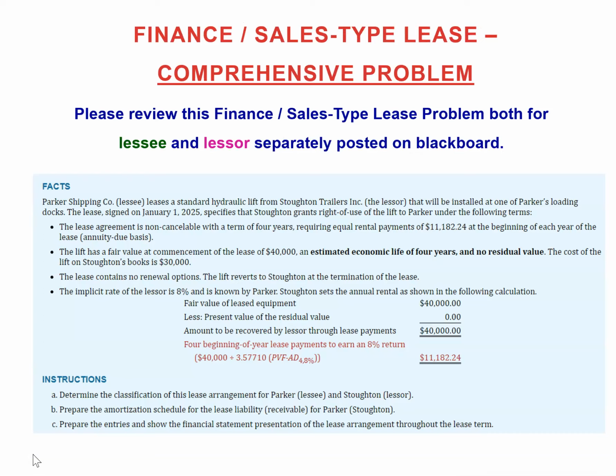Now here you will see there is a comprehensive problem which is posted separately on Blackboard. So this problem is a similar problem but another example of both parties, the lessee and the lessor, based on the same information. You will go over the problem and you will see how the lessee will record, which is their finance lease, and how the lessor will record, which they will call sales type lease.